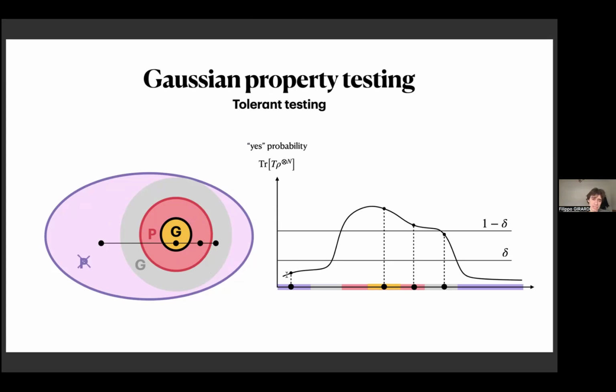So if you want to represent the acceptance probability in the different areas, you want it to be smaller than delta in the purple area, then there will be a transition in the gray area. And then for Gaussian states or epsilon A approximate Gaussian states, you want the acceptance probability to be at least 1 minus delta.